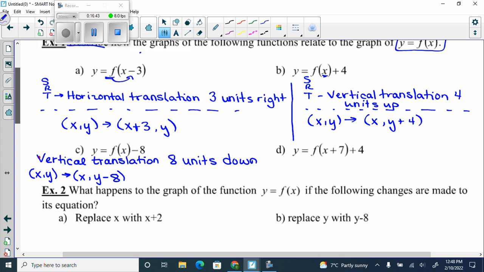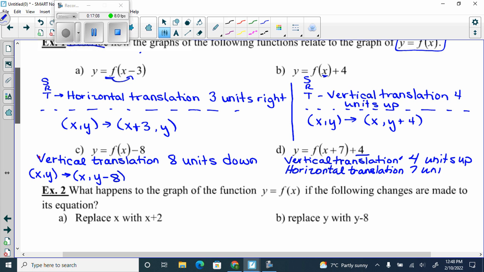D has a vertical translation, 4 units up, and a horizontal translation, 7 units left. Yeah. And mapping is literally just moving it. So if I have x, y, and I want to move x 7 units left, I'm going to take x and I'm going to minus 7. So moving it 7 to the left. And then my y, I want to move it 4 up. So I'm going to take my y and I'm going to add 4.